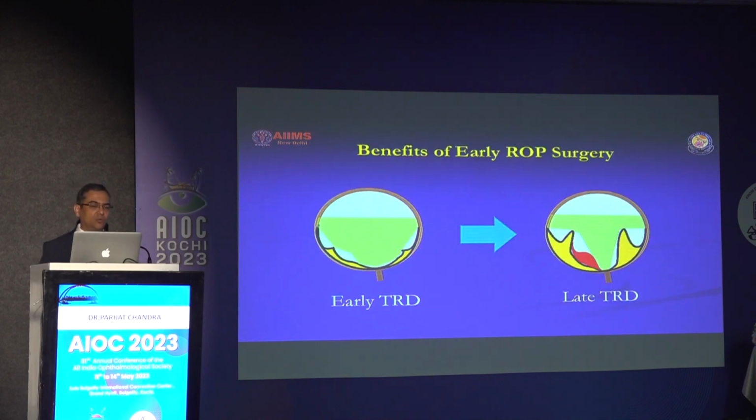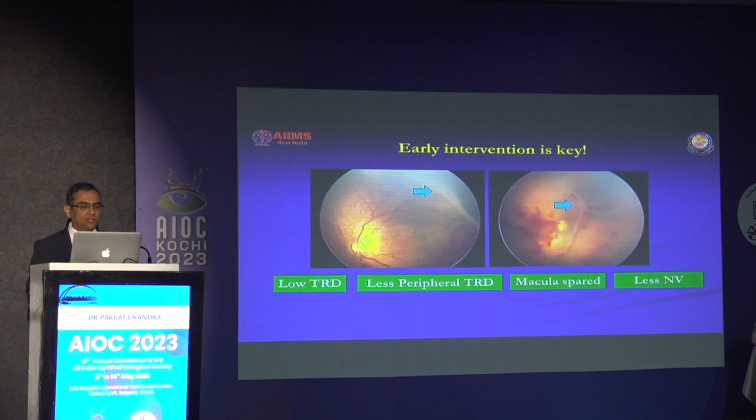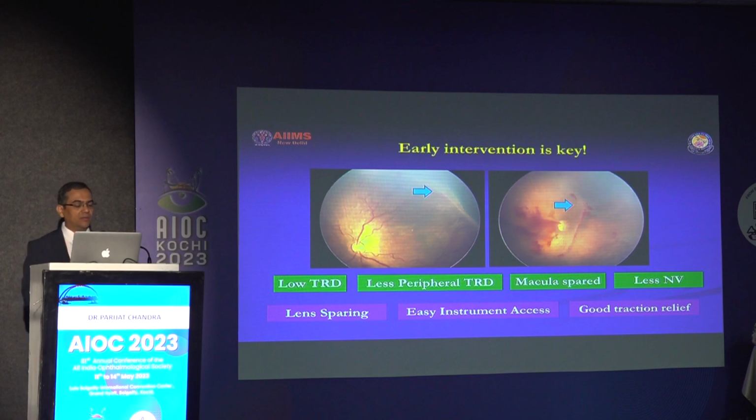So why is it so? Because you want to deal with these cases when it's an early TRD and not when it becomes something like in the right photograph, when it's much more difficult to operate. So the cases which I'm showing here are much easier to operate, and you might find it easier for beginners to start with rather than going to more complex cases, because it's a lower TRD, there's less peripheral TRD, the macula is spared, there's less neovascularization, and possibly you'll be able to do a lens sparing surgery, allow easy instrument access, and a good traction relief will be possible in these cases.